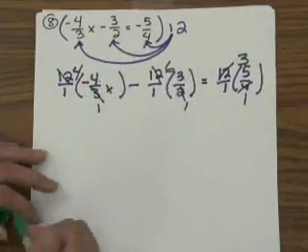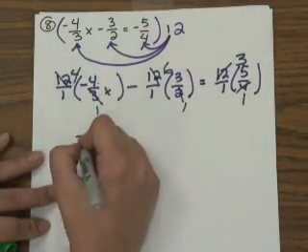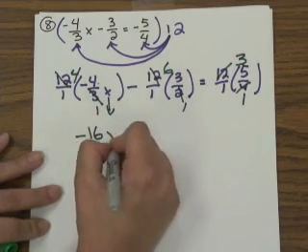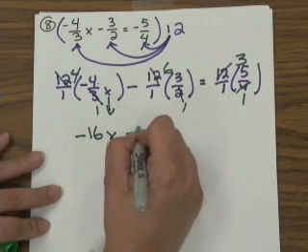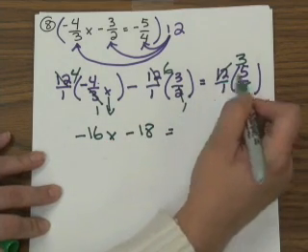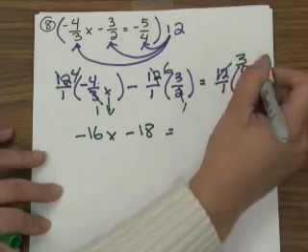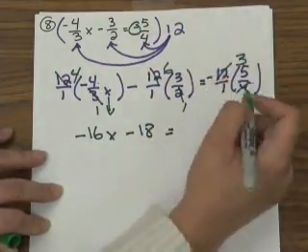So now my answer is going to be 4 times negative 4, which is negative 16. Don't forget about your x. Then I have a negative 6 times 3, which gives me a negative 18, equals a 3 times 5. And don't forget, I didn't write it, but that negative sign is still there. So we get negative 15.